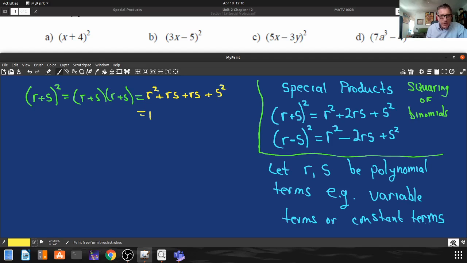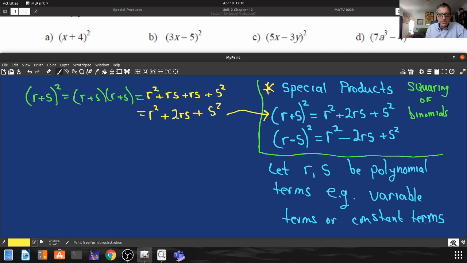So that simplifies to r squared. rs plus rs is 2rs. And my last term is s squared. And that's identical to what I have right here. So we're going to be using that formula. It's really, really, really nice to have memorized.